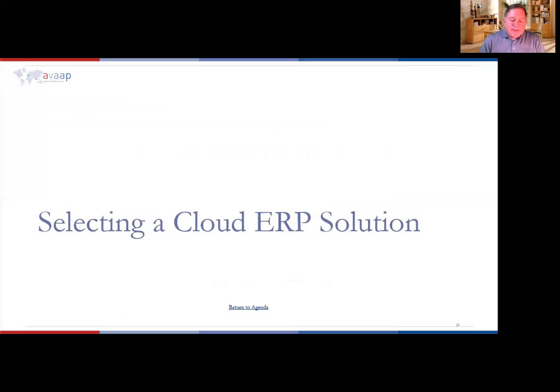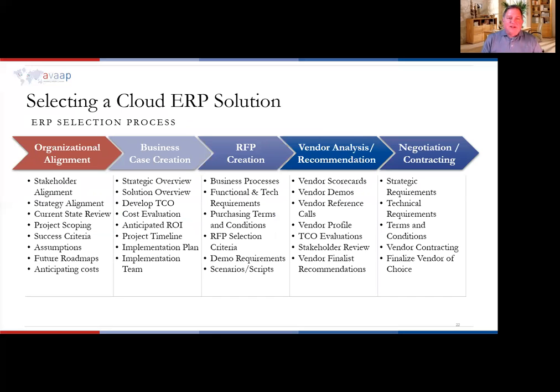Okay. Now let's transition a little bit, and we're going to talk about selecting a cloud ERP solution. So again, we've talked about all the details of an implementation, what's different about the cloud, but how do you actually get and select a cloud ERP solution? Well, this is a standard process that we've put together at Avaap, and you'll see a number of different things, and we'll talk through each of these pieces of the process.